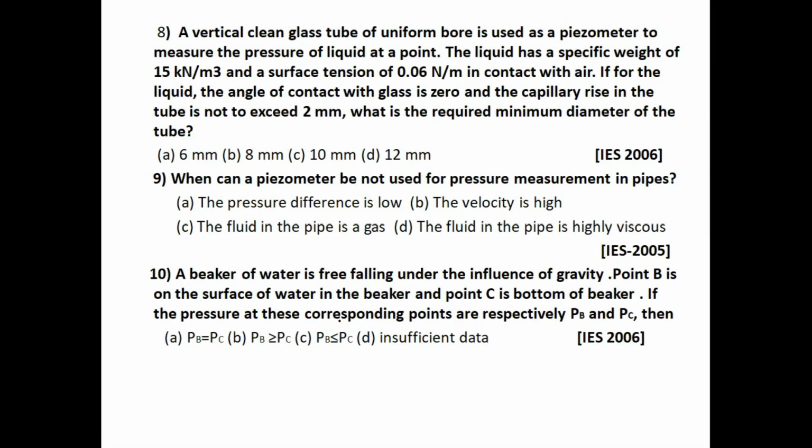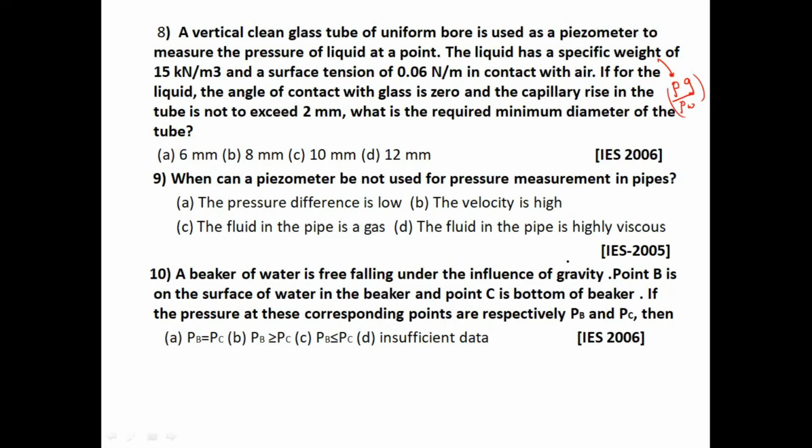Here the question is slightly tricky. A vertical clean glass tube of uniform bore is given, and we are going to use it as a piezometer. The liquid has a specific weight of 15 kilonewton per meter cube. Specific weight means rho into g, which is specific gravity, that is rho divided by rho water, into g.